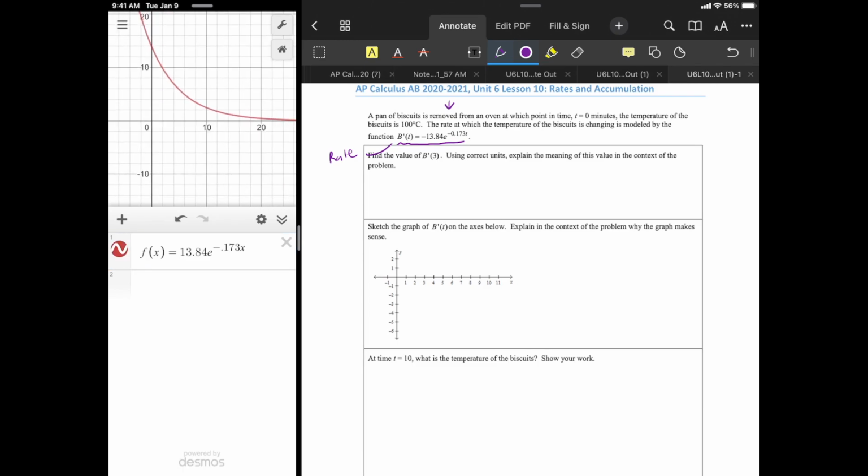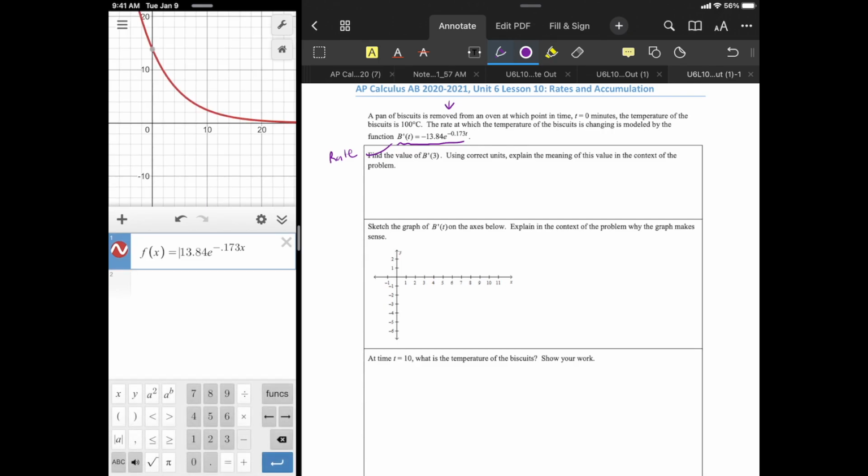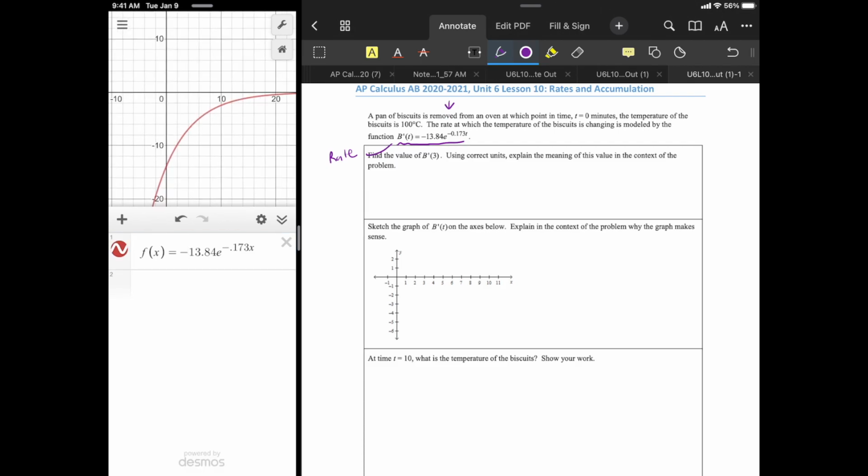Okay, so let's think about what's happening here, just to make sure that this makes sense. What we have here is how fast, okay, there should be a negative there. That makes more sense. It's how fast the temperature is decreasing. So right when we take it out of the oven, at time t equals 0, the biscuit is decreasing in temperature, right? And what are the units here? Celsius. What does it tell us for time here? Minutes. So when you first take it out of the oven, this is a rate function. The temperature is going down by 13.84 degrees per minute.